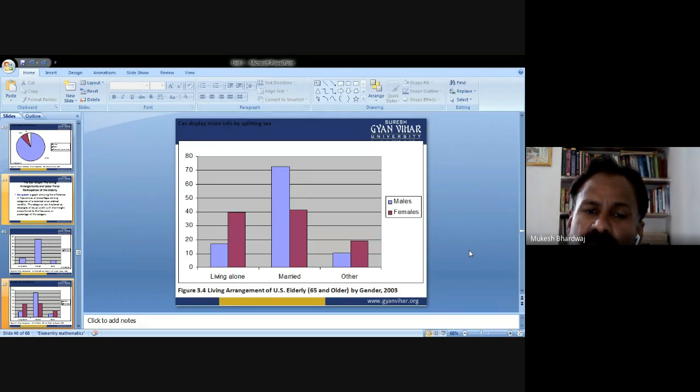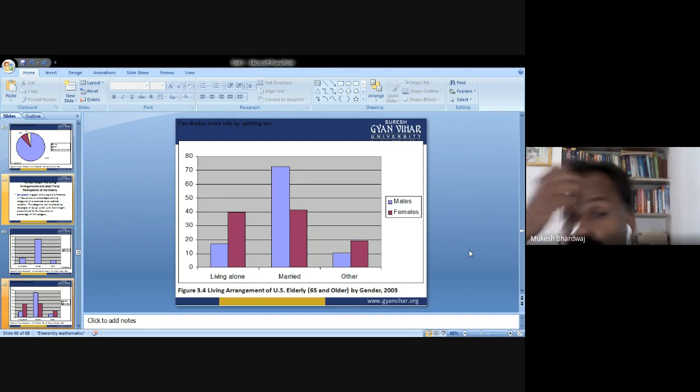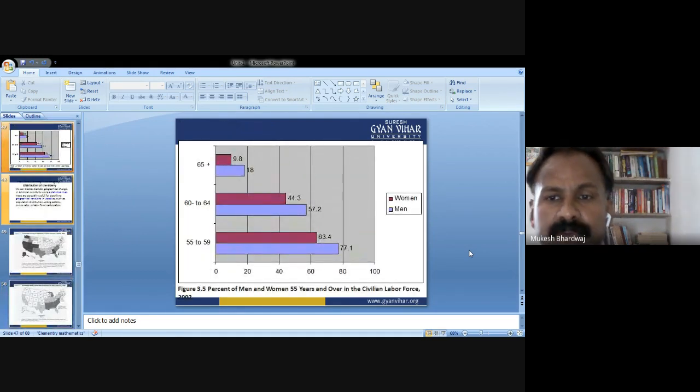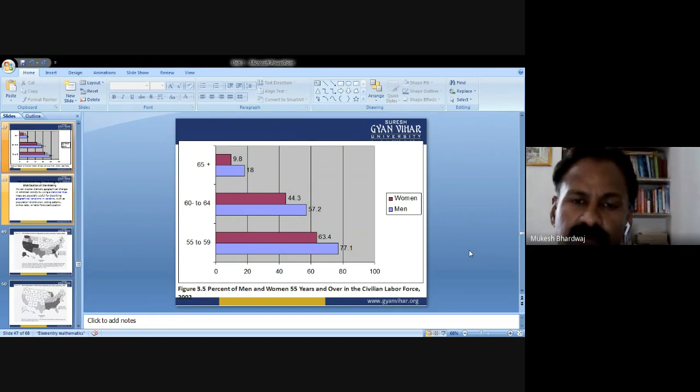Similarly, if I'm talking about both males and females combined for the same category, that is living alone, married, and others, then in the same graph we can show the males and females simultaneously by different shades and different colors. We can also represent the data through the bar diagram, and you can represent it in a horizontal way instead of a vertical way. Okay.